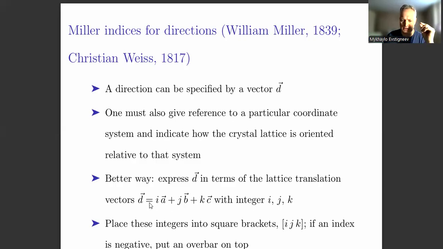This expression for the direction vector tells you how many steps you need to make along each translation vector to get from the beginning of this direction vector to the end of the direction vector. So these integer coefficients I, J, and K should not have a common factor. I mean, they may have a common factor, for example, 1, 1, 2, and 2, 2, 4, but if they do, that means that it is the same direction.